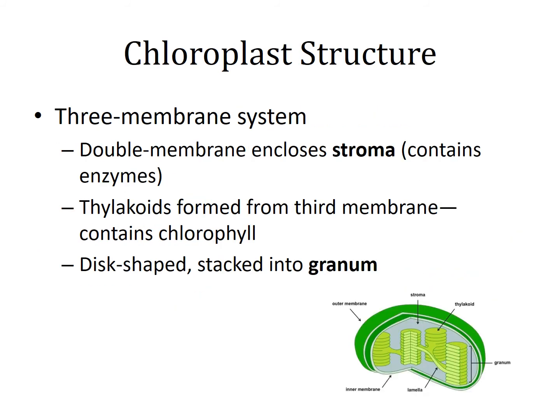So chloroplasts have a three-membrane system. The double membrane encloses the stroma that contains some important enzymes, and then the thylakoids form a third membrane, and those have chlorophyll in them, the important pigment. Those thylakoids are disc-shaped, and they get stacked on top of each other, and once they're stacked, they're referred to as a granum.